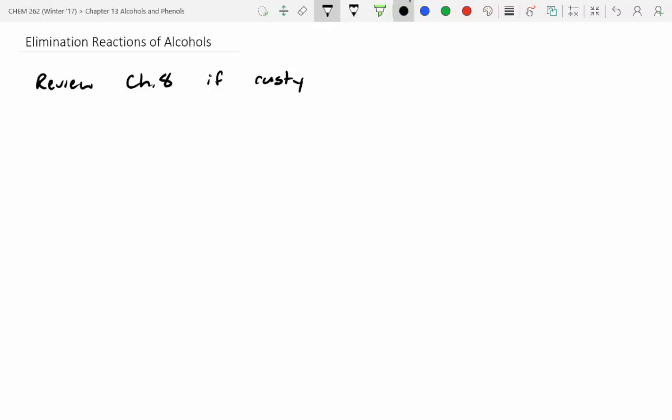I'm not going to waste time going through the mechanisms because we already did a bunch of these. But let's do E1 with alcohols. And let's assume I've got a tertiary alcohol and I want to do an elimination reaction and form an alkene. What reagents do I need?